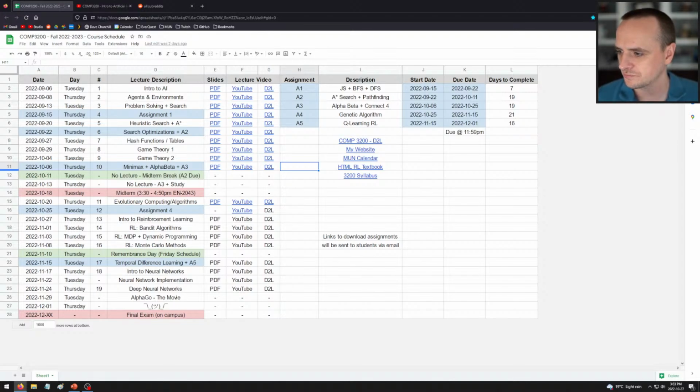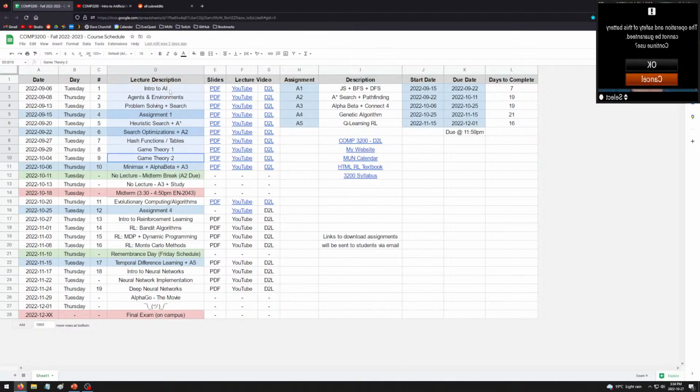So, what are we talking about today? Look at this. We are starting reinforcement learning. Reinforcement learning is one of my favorite things. I think that my heart really lies in the heuristic search side of things. I really love heuristic search.